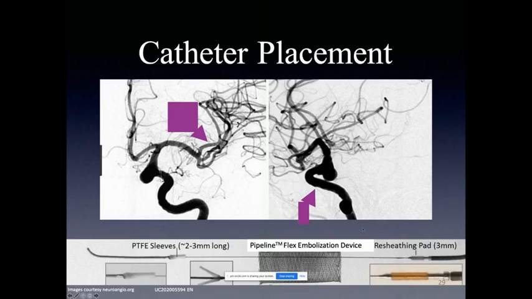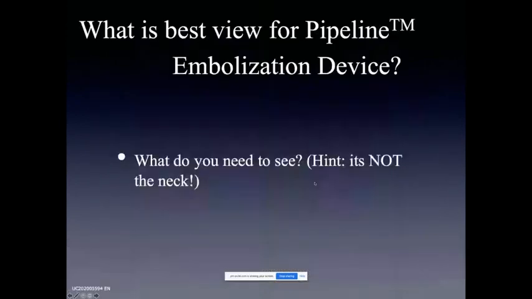There's no point in having an intermediate and having the intermediate sitting down here. You might as well not even be using it. So 027 goes here, intermediate goes here. All right, so the best view, what do you need to see? Well, you don't need to see the neck. Unlike everything else, when you're doing aneurysms here, you don't really care about the neck.